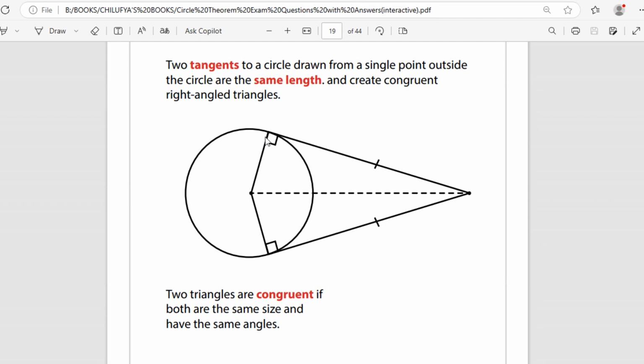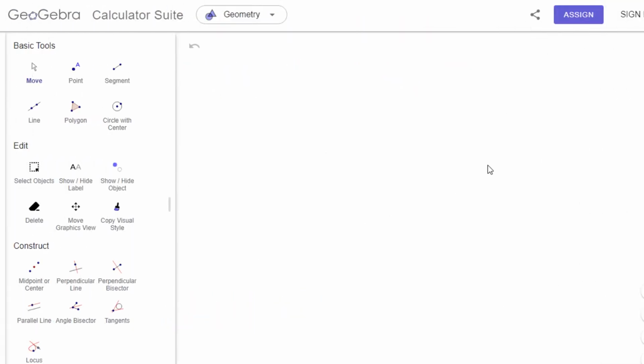Okay, so as you can see, this radius is here for this triangle and this is equal. This length here and this length are also equal, and this middle length, because they are sharing a border, is the same. Therefore they form a pair of congruent triangles. So enough of that, let us go straight to GeoGebra.